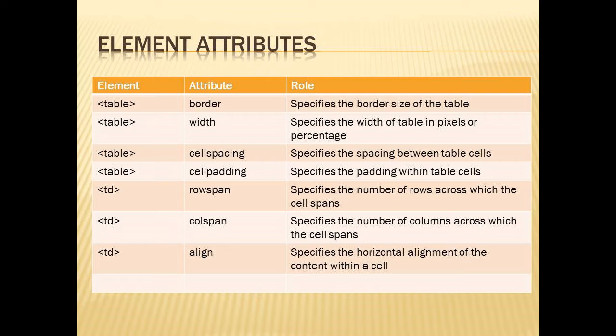For the td element, we have the rowspan attribute, which specifies the number of rows across which the cell spans. We have the colspan attribute, which specifies the number of columns across which the cell spans. And we have the align attribute, which specifies the horizontal alignment of the content within a cell.